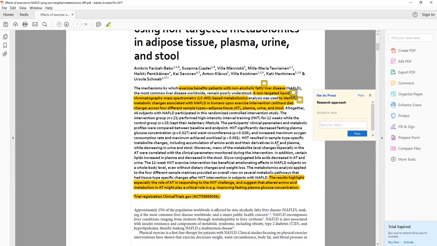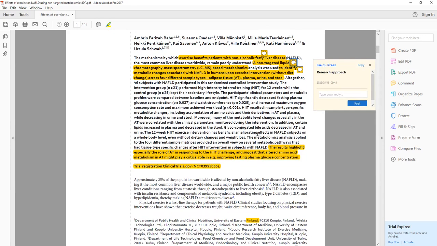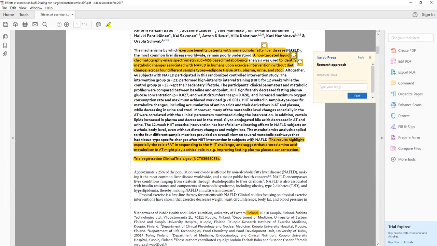I see that Dylan is in the audience. So Dylan, please forgive me if I try to sound like an LCMS expert, because I know that you are a super LCMS expert. So I feel intimidated.